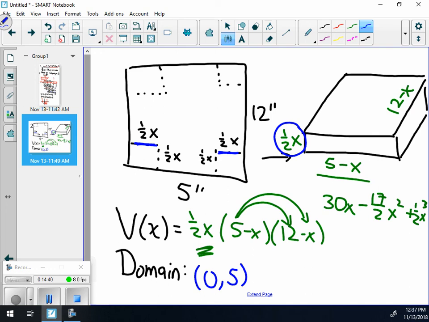So basically, if we look here, we said that this dimension here was 5 minus x, right? If you had a number that was greater than 5 for your x value, what would happen to your box there? You would have a negative side. Can you have a negative side on a box? You cannot. So in this case, this x value, because of this dimension here, tells you that x has to be less than 5. Therefore, the top part of your domain is 5 exclusive.